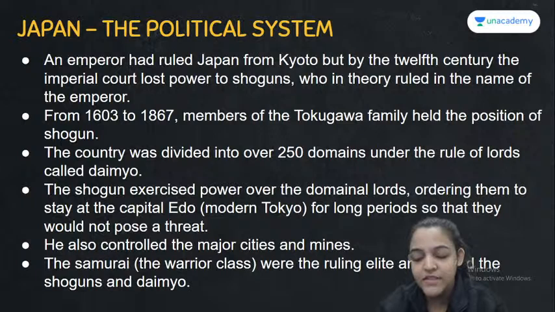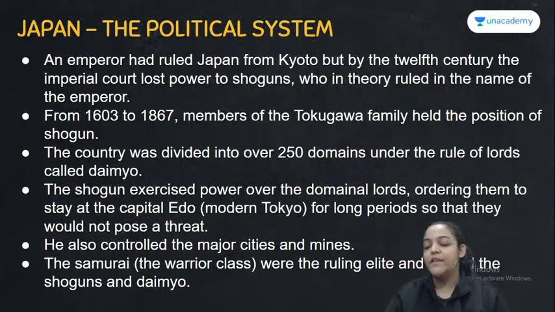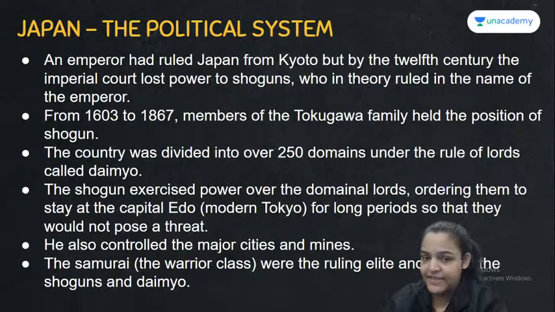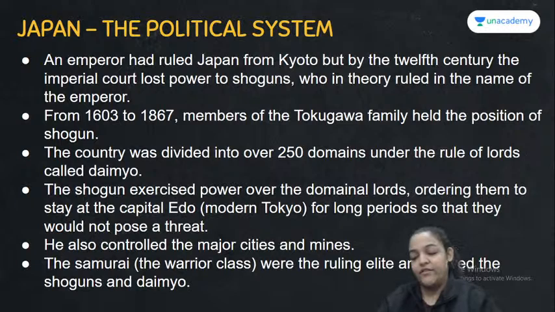We have the shoguns. Shoguns are actually military commanders. Who are the shoguns? Shoguns are military commanders who have a lot of power, and the emperor has been designated as just the titular head. So we have the shoguns as the next player who have a lot of power. They're the military commanders. And there was a family named the Tokugawa family. They held the position of shoguns for almost two centuries, from 1603 to 1867. I think it's more than two centuries. So who held the position of shoguns? The Tokugawa family.